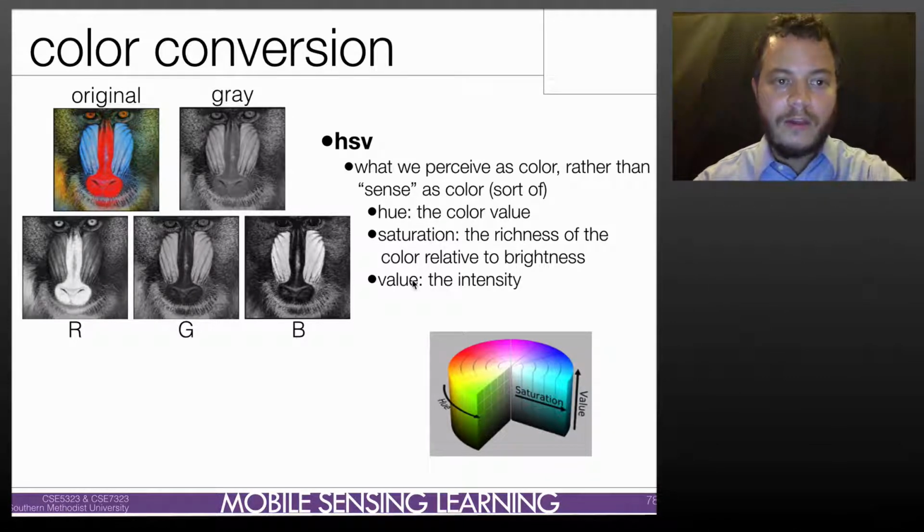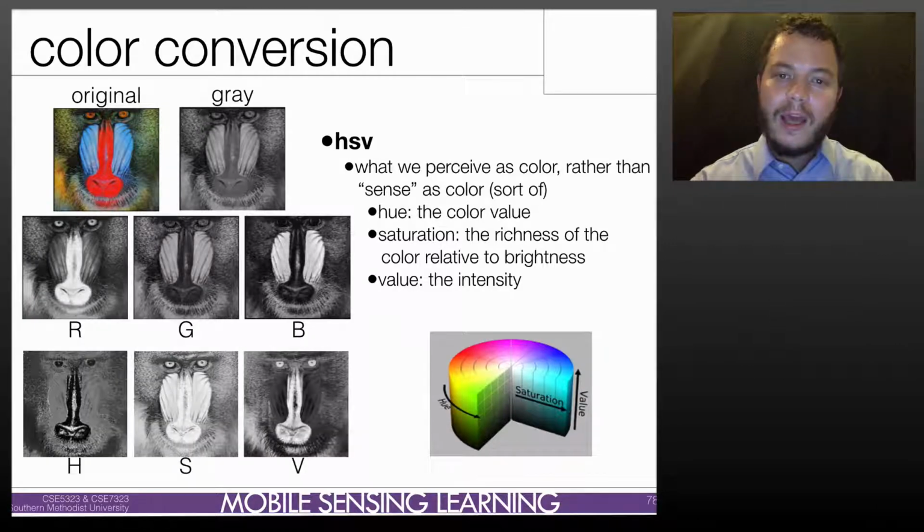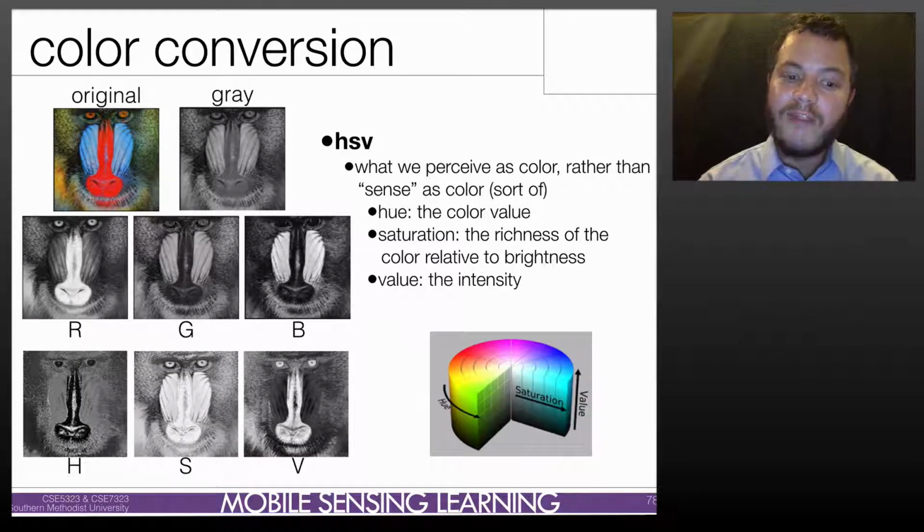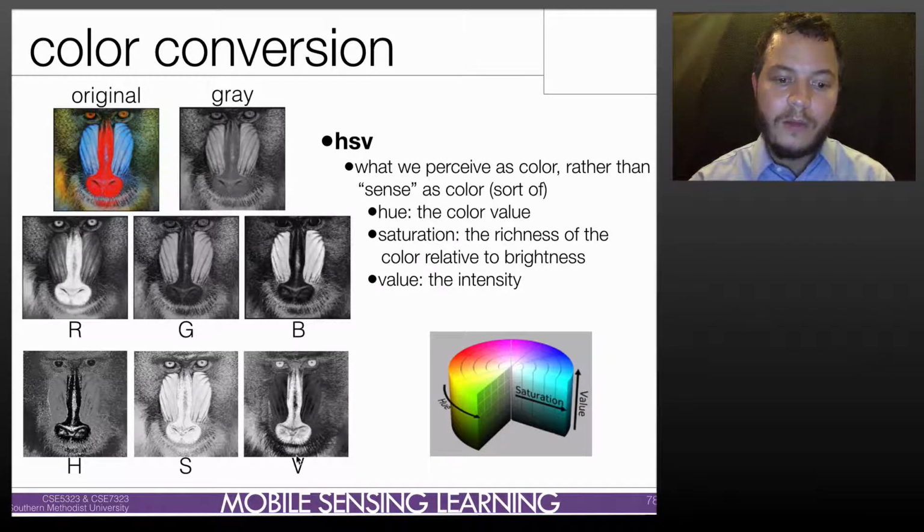Now, when we take the same original image and break it into the hue, saturation, and value components, here's what we get. In terms of value, it's very bright on the nose and the eyes, right? We can see that it's very, very bright there. In the saturation plane, we see very rich colors right around the center, very rich blues, rich reds, right here.